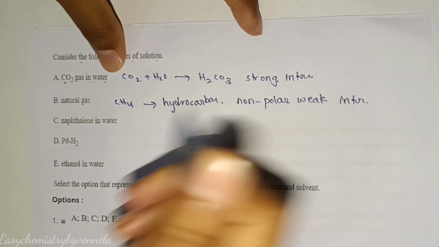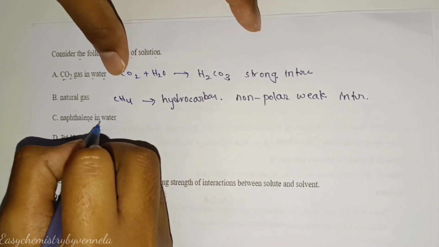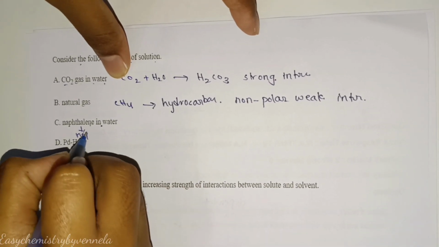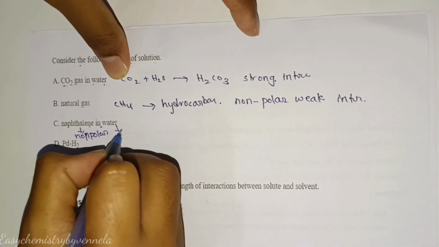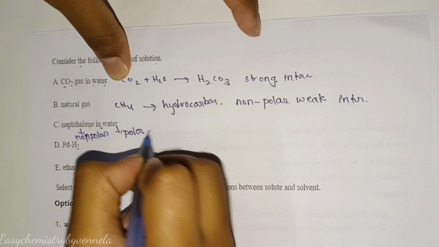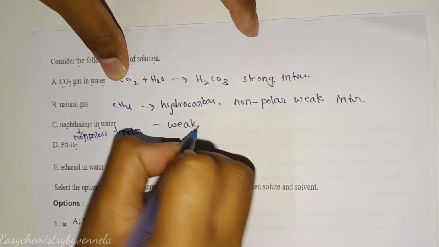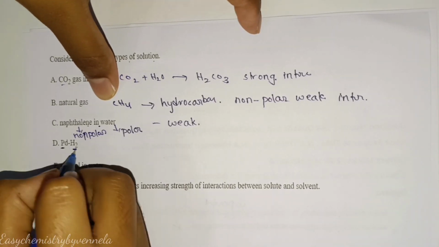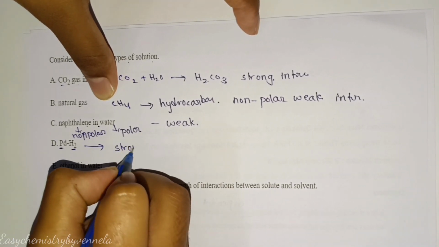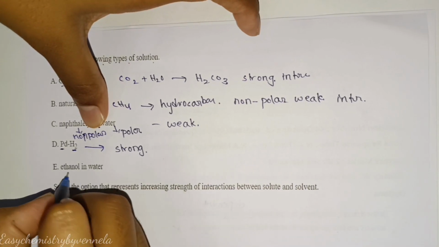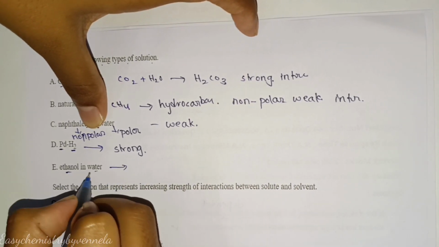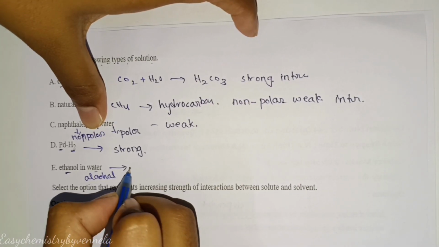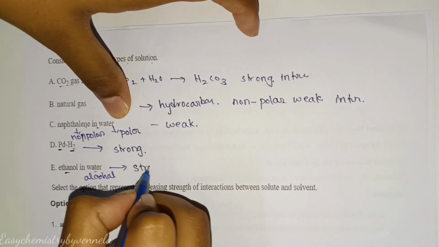Next, naphthalene in water. Naphthalene is non-polar. Water is polar. So here also weak interactions are present. Next, palladium H2. Metal and H2. This is strong because hydrogen bond is present. Next, ethanol in water. Ethanol, which is nothing but alcohol, OH group is there. Reaction with water. This has strong hydrogen bond.